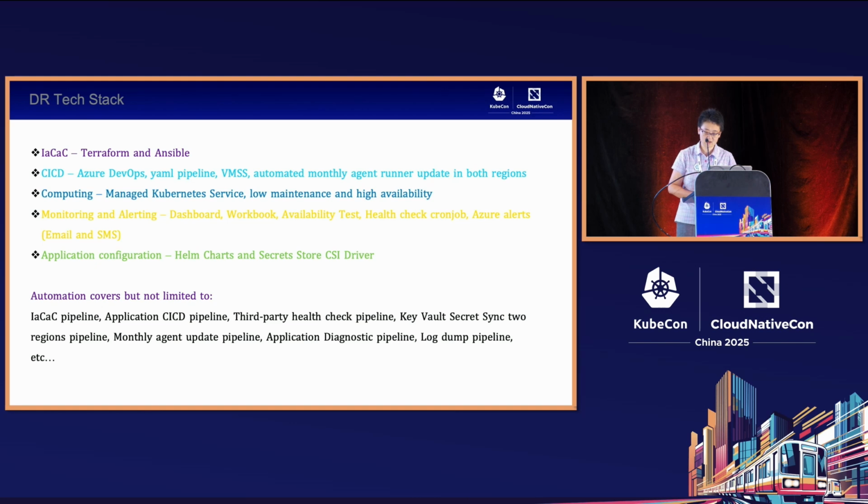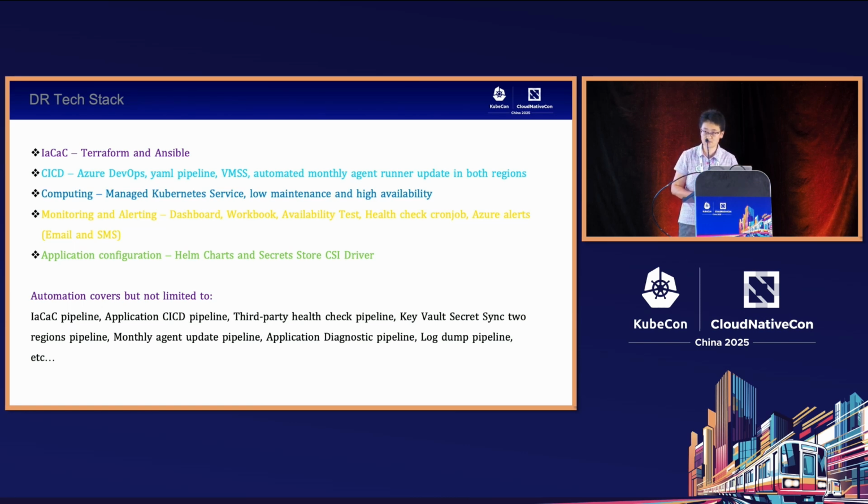On tech stack, we use Ansible Jinja 2 templates on top of Terraform. The IaC pipeline runs an Ansible playbook. We have pipeline as code using YAML. DevOps agents use a virtual machine scale set, so no CPU and memory is wasted. We also keep the agent image up to date in both regions.